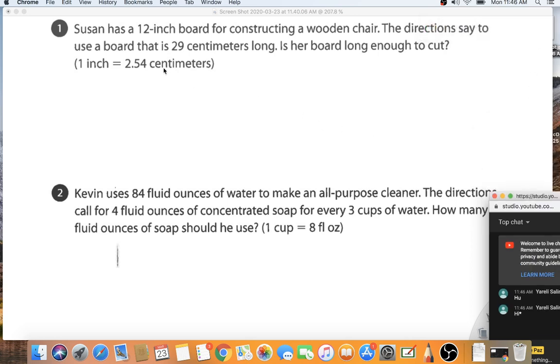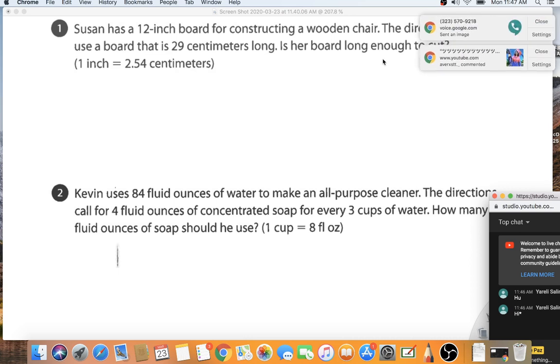Anyway, so we're going to do number 1 first for that page. Number 1 says Susan has a 12-inch board for constructing a wooden chair. The directions say to use a board that is 29 centimeters long. Is her board long enough to cut?